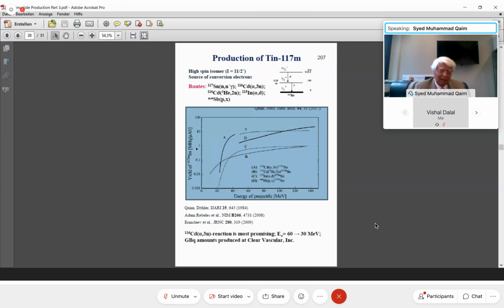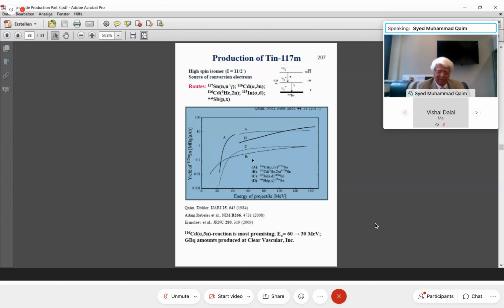It's always in megabecquerel for 1 microampere current and 1 hour irradiation time. And the 4 reactions are shown here. You see A is the alpha,3n reaction on cadmium. B is the helium 3,2n reaction, very low yield. A is very high yield. And C is the indium reaction. And 4th is the antimony reaction.